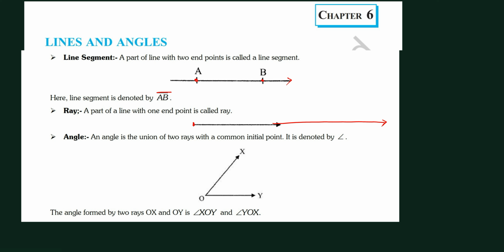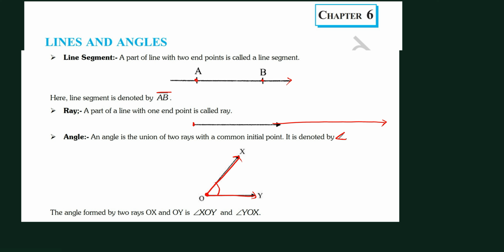Okay, and what is an angle? An angle is the union of two rays with a common initial point. It is denoted by this symbol. This is a combination of two rays, and these two rays combine at one point and make some gap. So this is what we call an angle.